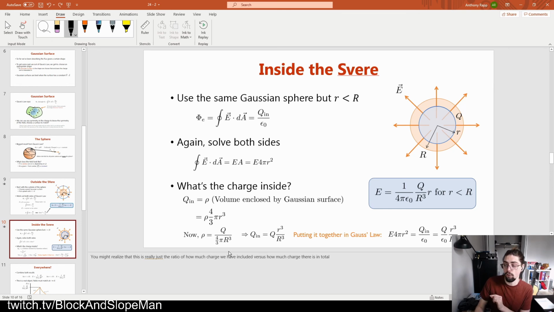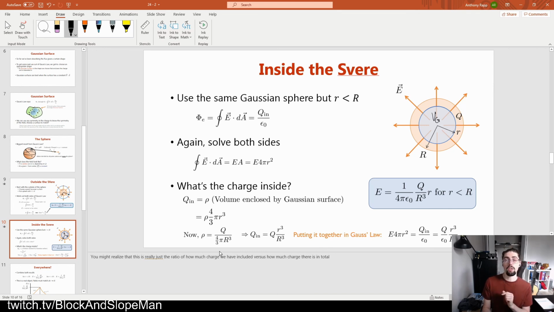Volume enclosed by the Gaussian surface, call this V sub G, Gaussian volume. That is 4/3 pi r cubed. How do we find rho? Well, that's based on the object. So that's going to be the total charge divided by the volume of the object, 4/3 pi capital R cubed, right? A slight difference between those two, but that's what I'm talking about. The capital R goes for the object, little r goes for our Gaussian surface.